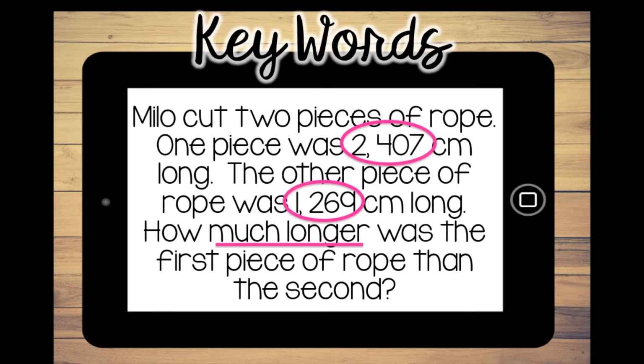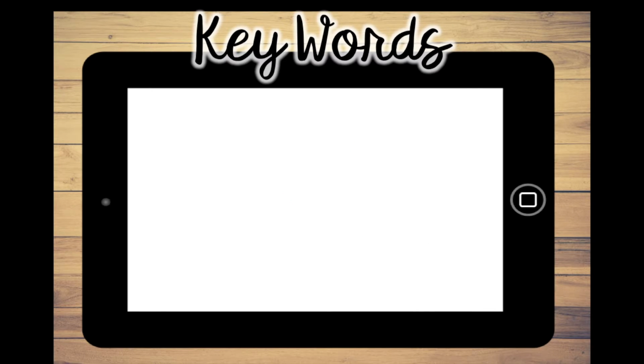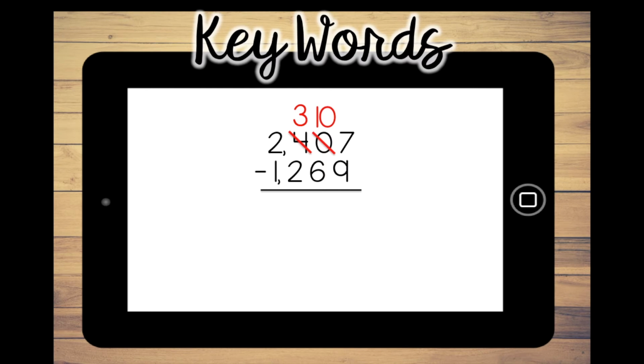Pause the video and subtract. Then resume the video to check your answer. Alright, let's check our answer. We have 2,407 minus 1,269. We always start in the ones place. 7 take away 9. I can't do that, so I'm going to have to go to the 0. But I can't take from the 0, so I'm going to have to go over again and borrow from the 4. We're going to make the 4 become a 3, and now the 0 can become a 10. But the 7 still has to borrow from the 10, so we're going to make that 10 a 9, and the 7 can become a 17.